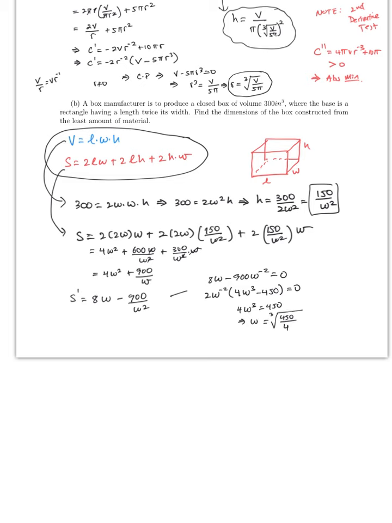And to find the other dimensions, remember, once you know this, remember that the length is equal to 2W and the height is equal to 300 divided by 2W squared. So you just plug it in here and in here, and that's it.